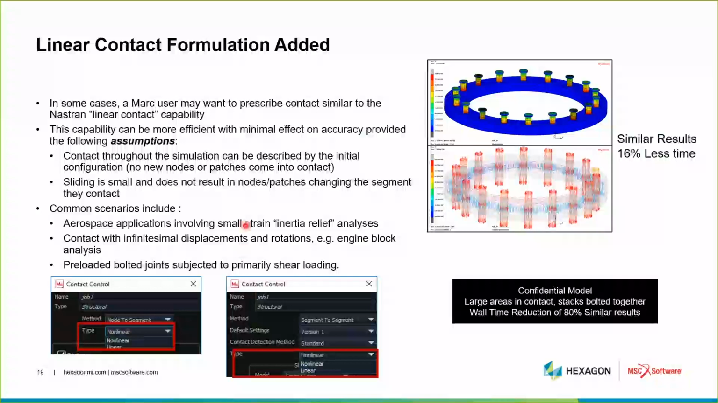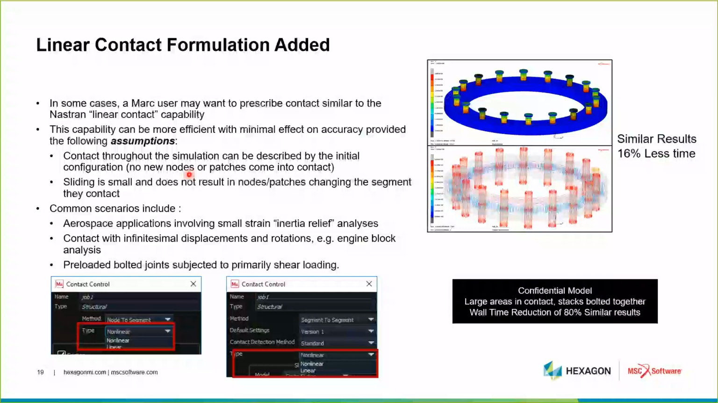The important part really is the assumptions that are made. Your contact throughout the simulation has to be described by the initial configuration, so you're not having new nodes or patches coming into contact. And the sliding has to be small, so it doesn't result in nodes or patches changing the segment they contact. So in some cases, this is just not going to be in your analysis, but when it does, we have this capability. It's not the same as glued from that capacity. It is more like contact.